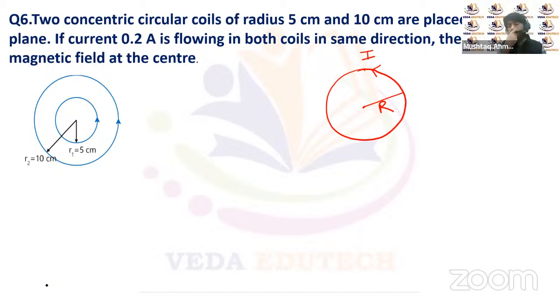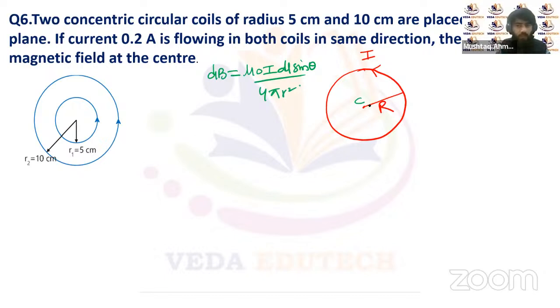We have to find the magnetic field due to this current carrying coil at the center of this coil, right? Now what we'll be doing here is once again using the Biot-Savart law. According to the Biot-Savart law, the magnetic field due to a current element is mu naught I dl sin theta upon 4 pi r square, where r is the distance between the current element and the point at which we have to find the magnetic field, and theta is the angle between the current carrying element and the line joining the point where we have to find the magnetic field.